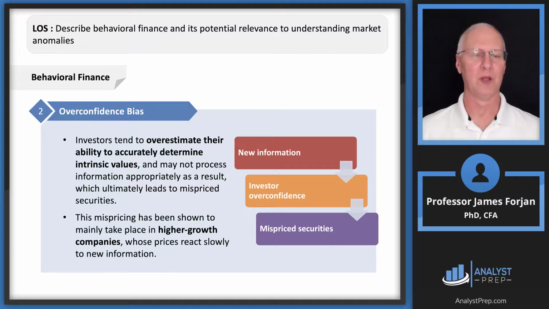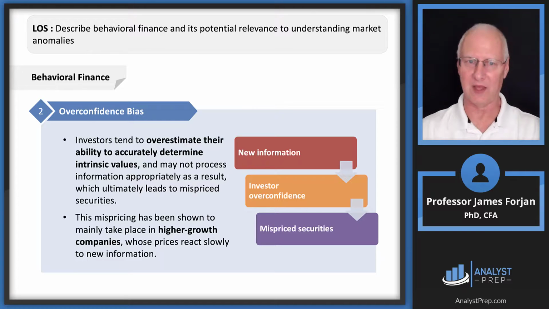Look at that last bullet point down there. These mispricings are shown to mainly take place in higher growth companies whose prices react slowly to new information. All right. So I'm scratching my head about all this because my professors in college, they were big Chicago fans. And so, they promoted the efficient markets hypothesis. And we talked about this in all of our classes. And so anytime we get into an issue with efficient markets, I always have to take a step back.